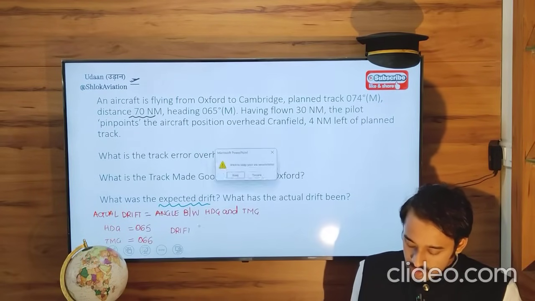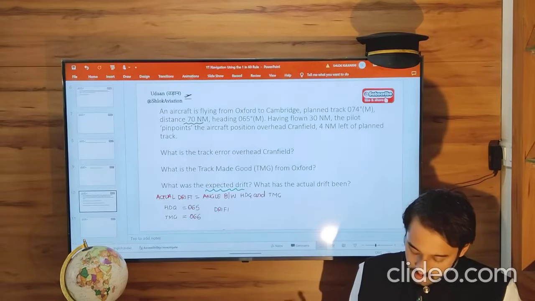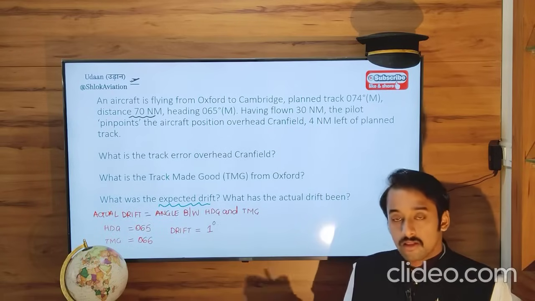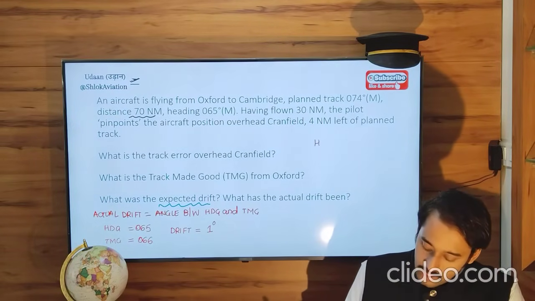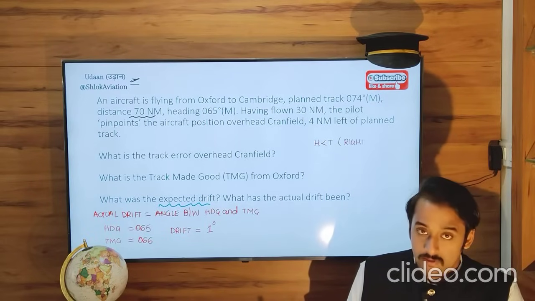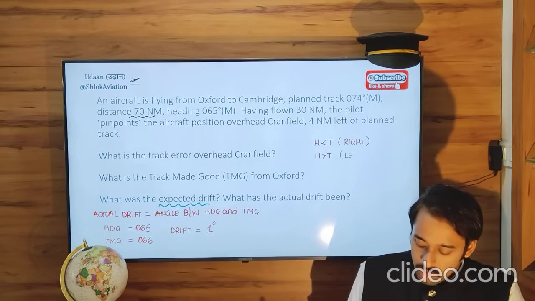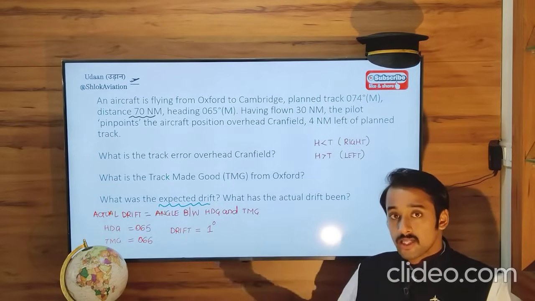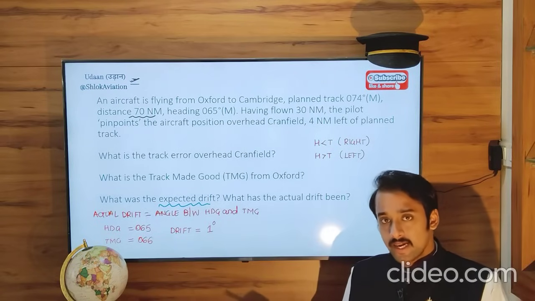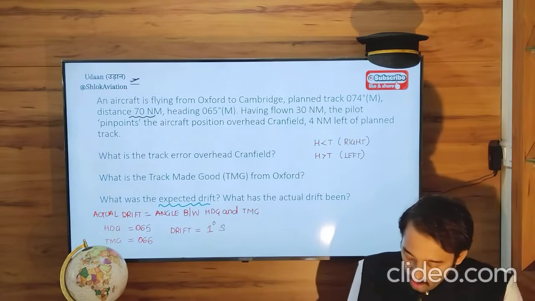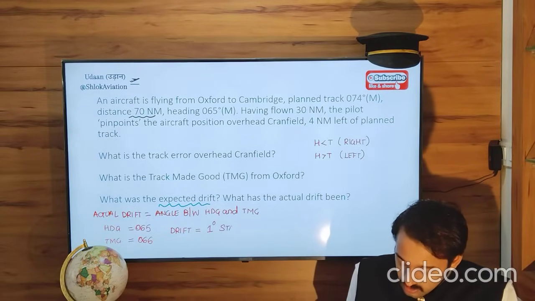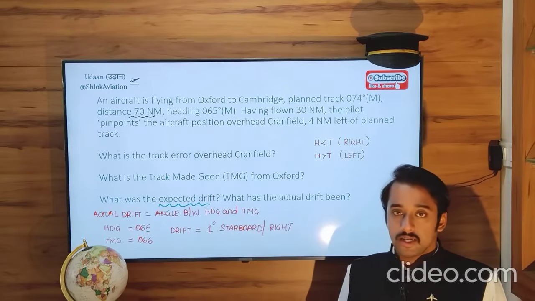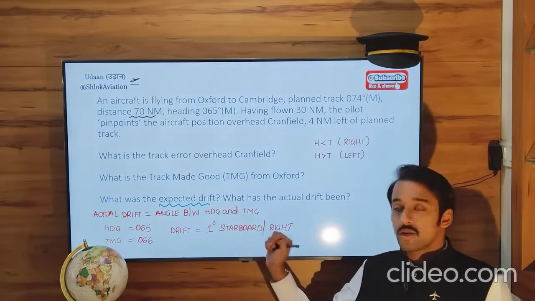That difference is 066 minus 065, which is 1 degree. Now whether left or right, what does the rule say? If heading is less than the track, we have a right drift or starboard drift. If heading is more than track, we have a left drift or port drift. Over here, heading is 065 and track made good is 066. So track is more than heading, and that's why the drift that you are getting is starboard drift or right hand side drift. So this is the answer to the third question.